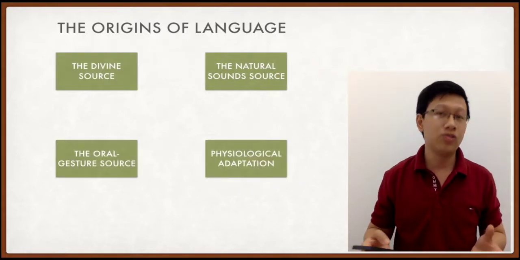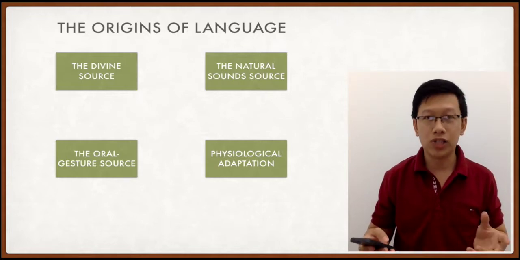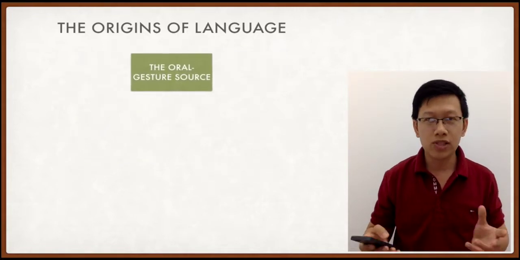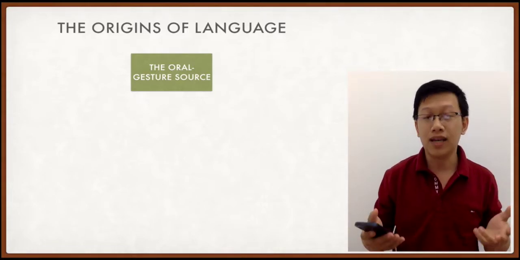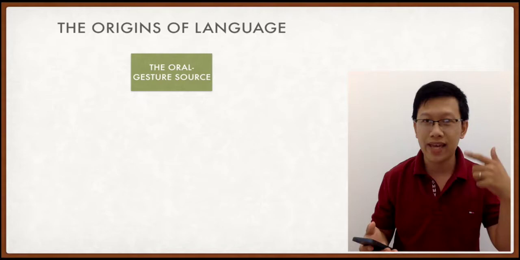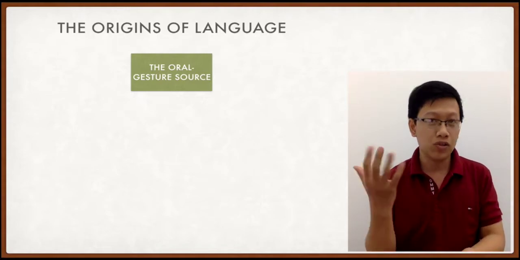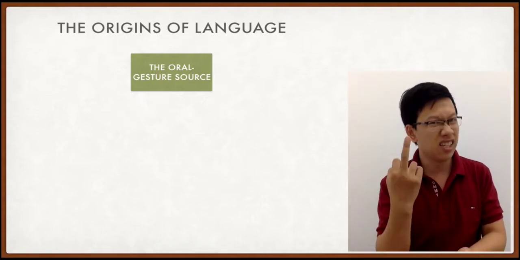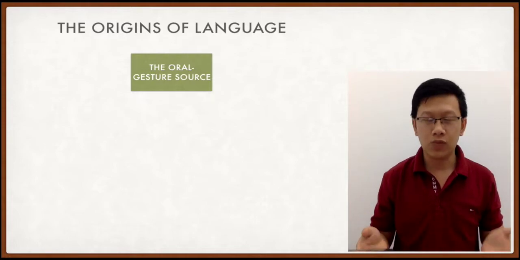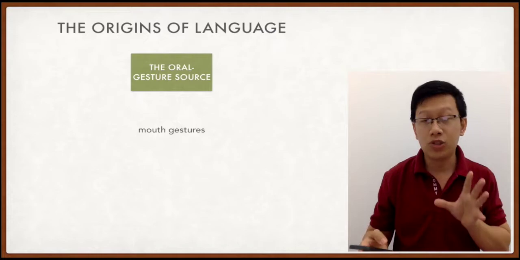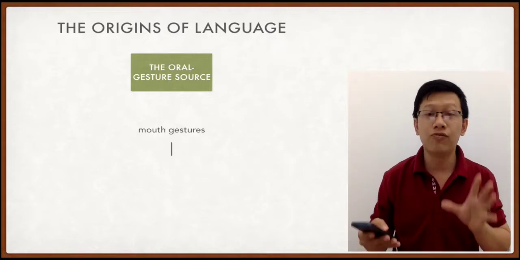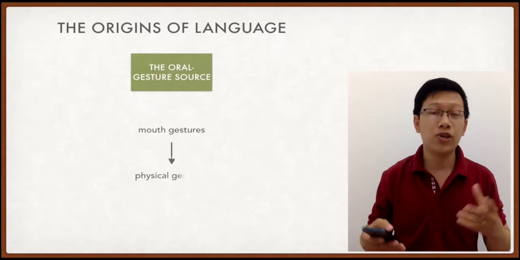Now we're coming to the third source, the oral gesture source. How do we understand oral gesture? Certainly oral is related to the mouth, the oral cavity. And gesture means what you do with your hand, with your fingers, like this. So what is meant by oral gesture? Basically it means whatever your mouth gestures do, it reflects the physical gestures that your hands can make.